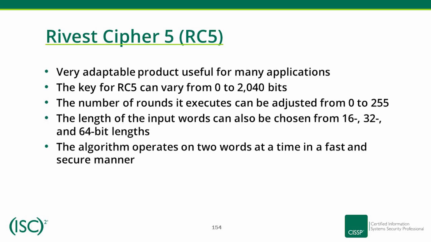The key for RC5 can vary from 0 to 2040 bits. The number of rounds it executes can be adjusted from 0 to 255. The length of the input words can also be chosen from 16, 32, and 64-bit lengths. The algorithm operates on 2 words at a time in a fast and secure manner.